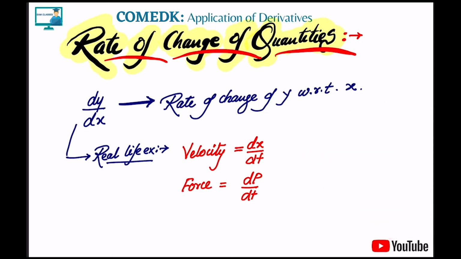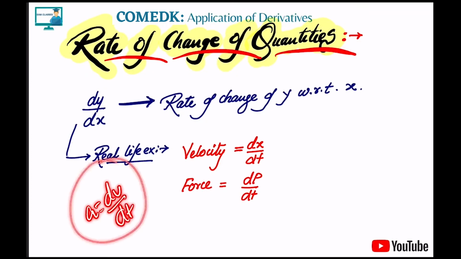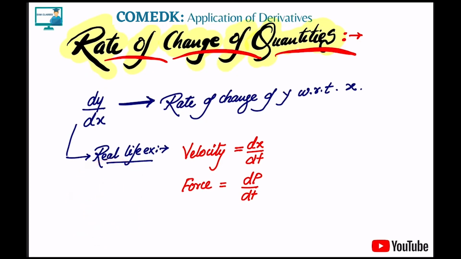A lot of our activities are based on the rate of change. The moment somebody accelerates a bike, there is also a rate of change in terms of velocity, dv by dt. Acceleration is nothing but dv by dt, the rate of change of velocity, how fast you are accelerating or decelerating. It can be positive, negative, or zero.